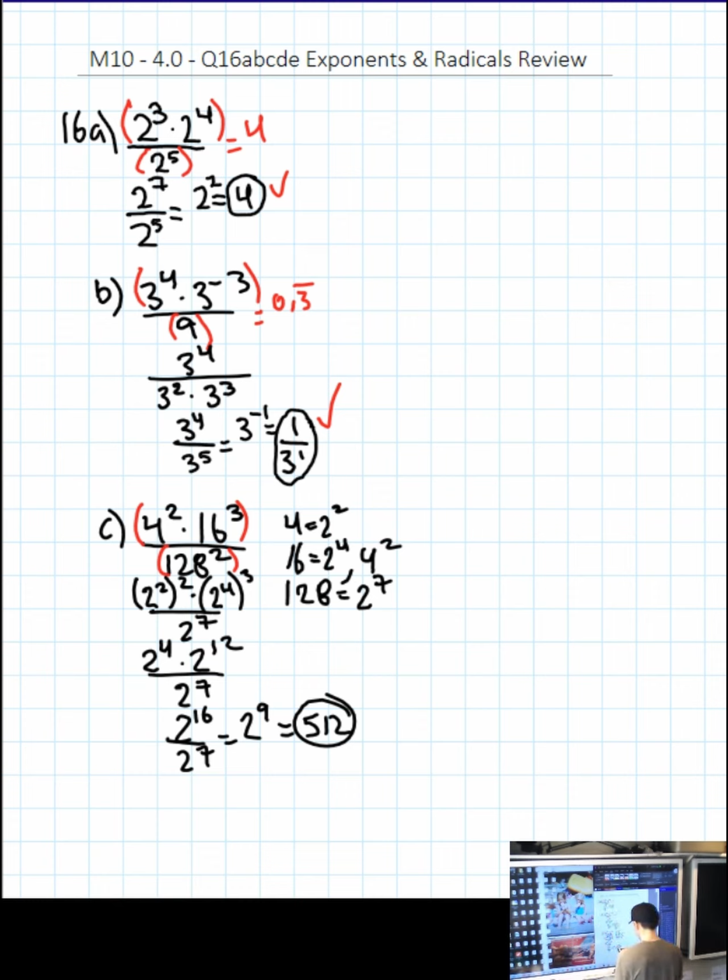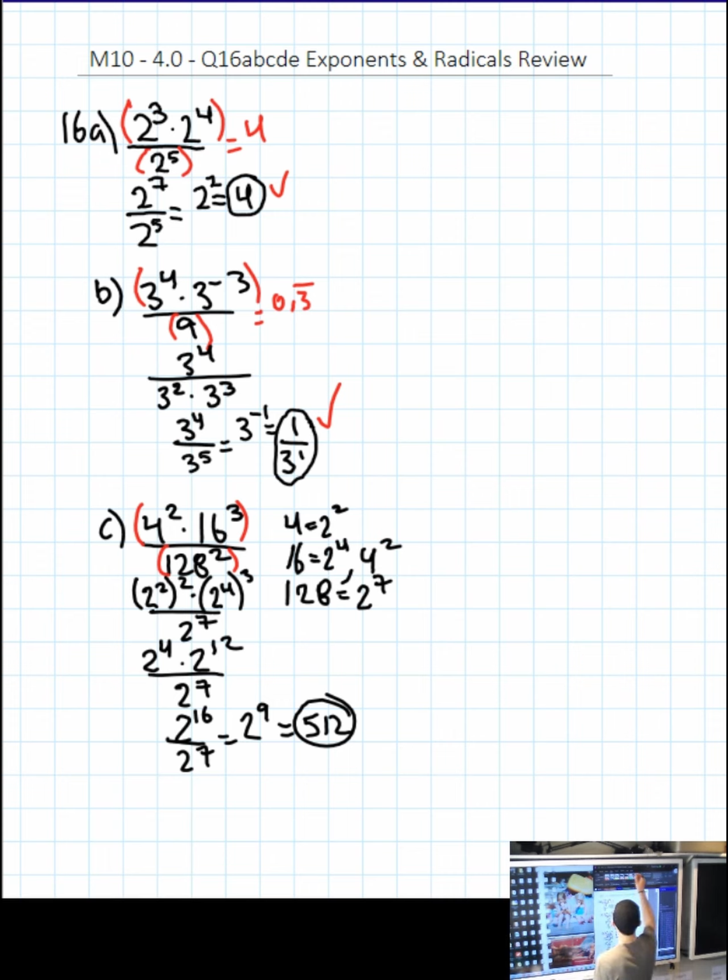Okay, we have (4 squared times 16 cubed) divided by 128 squared equals... Whoops, I didn't do the divided by. Second, insert divided by, enter, and I'm going to get 4. Interesting. Okay, so this is a great option.